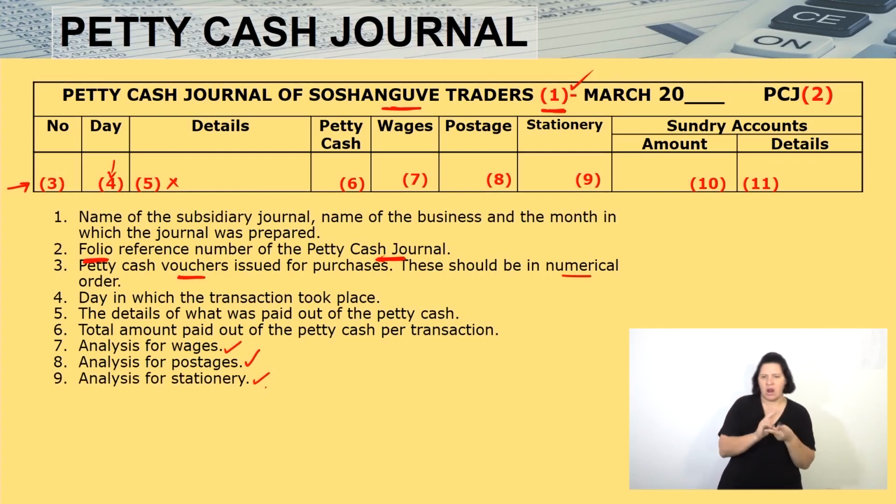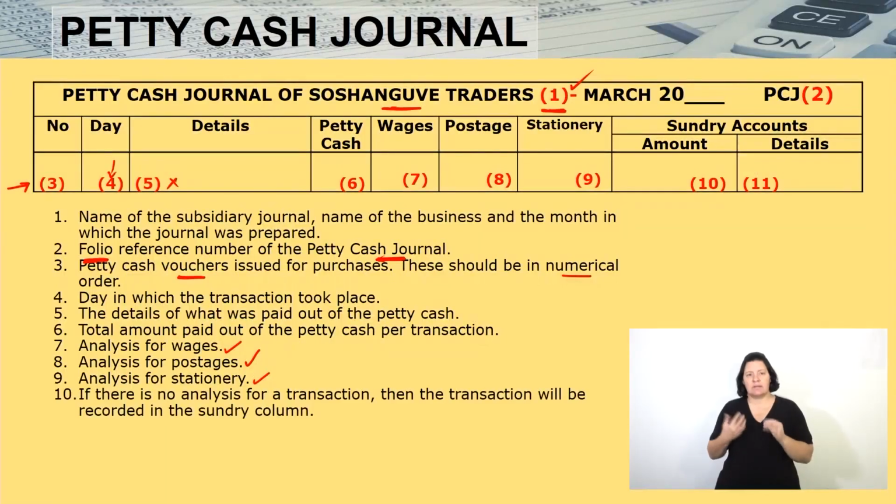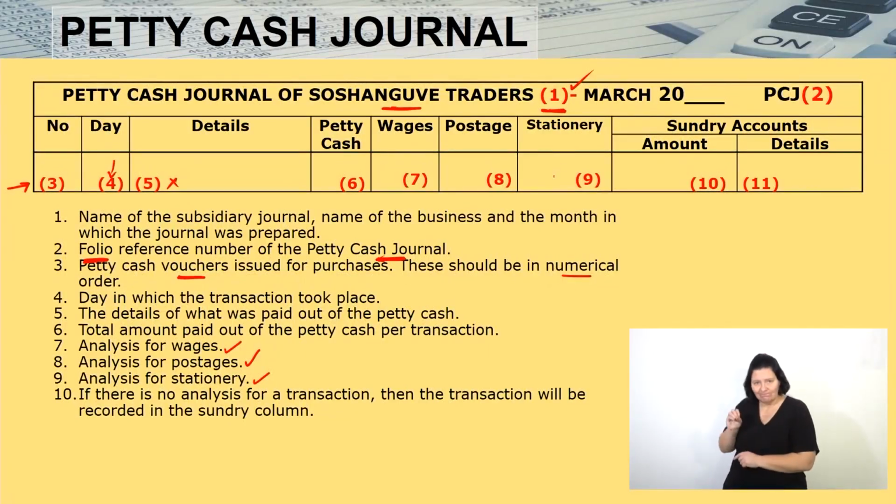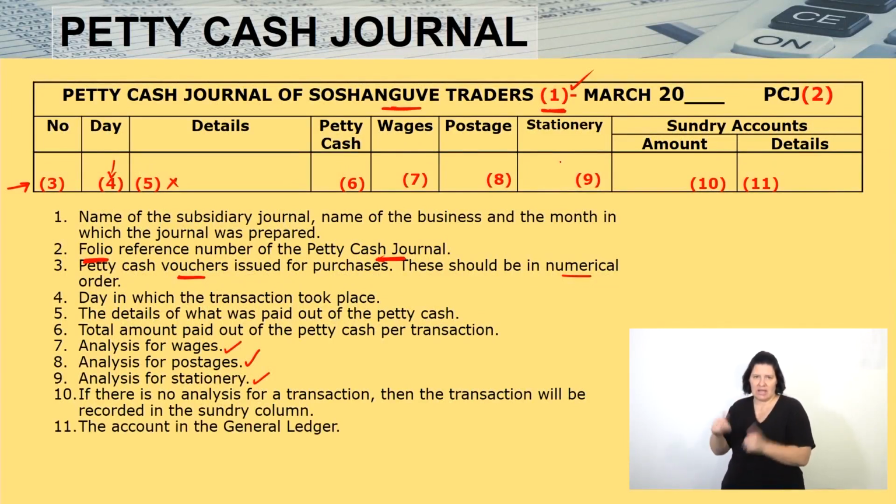When we have paid some money out of the petty cash for stationery. And then we have number 10. If there is no analysis for a transaction, in other words, whatever we paid for does not have a column in any of the ones that I've called, you take it to your sundry accounts. And that number 11 becomes the account in the general ledger.